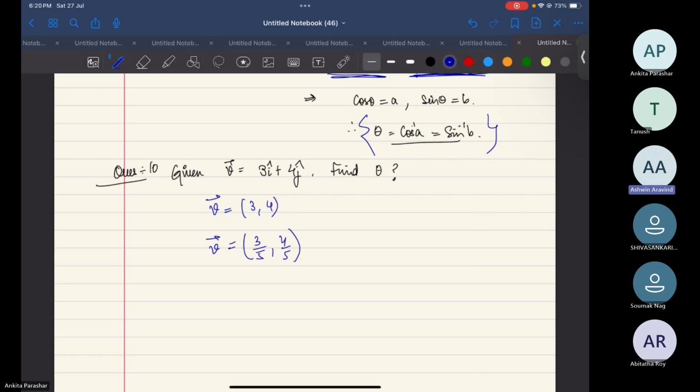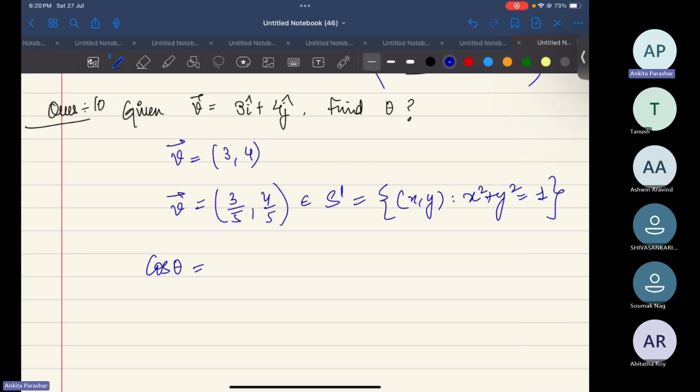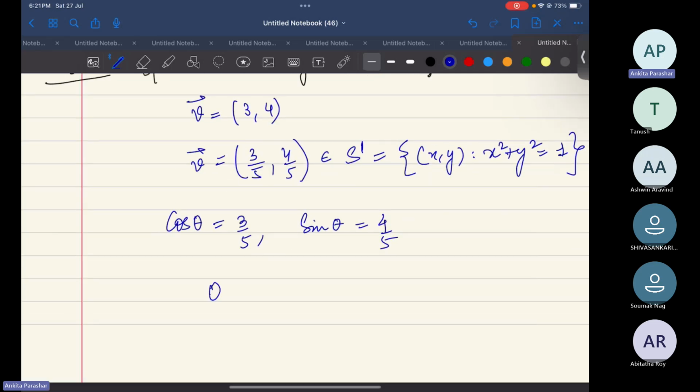Since cos theta is equal to 3 by 5, we get theta as cos inverse of 3 by 5. So this lies on the unit circle, so this will belong to S1. I think this is the x comma y such that x square plus y square equals 1. Therefore it lies on the unit circle and should have coordinates of the form cos theta, sin theta. So comparing, I get cos theta as 3 by 5 and sin theta as 4 by 5, and here I can get cos inverse 3 by 5. Or you can simply say this is also the same as sin inverse 4 by 5.